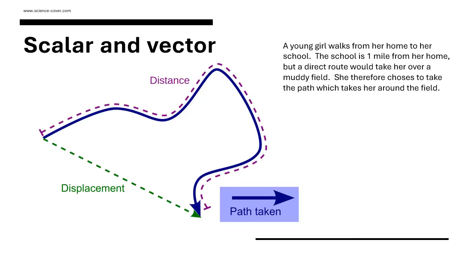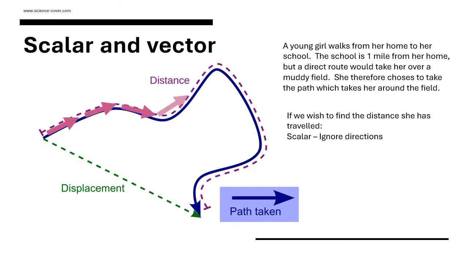Let's look at the difference between distance and displacement. A young girl walks from her home to her school. The school is 1 mile from her home, but a direct route would take her over a muddy field. She therefore chooses to take a path which takes her around the field. If we wish to find the distance that she has travelled, then we ignore direction as it is a scalar quantity. So this path shows us the distance that the girl has walked. And so the total distance that she's covered is 2 miles.